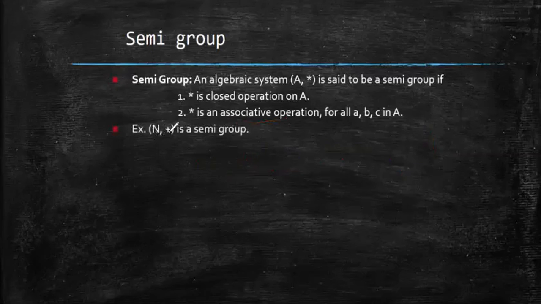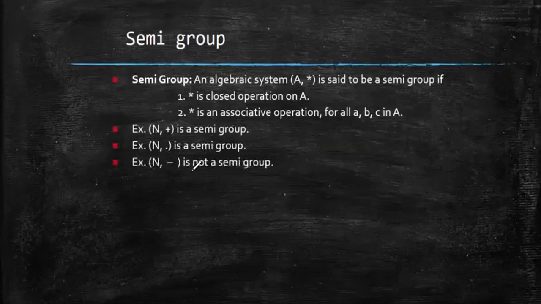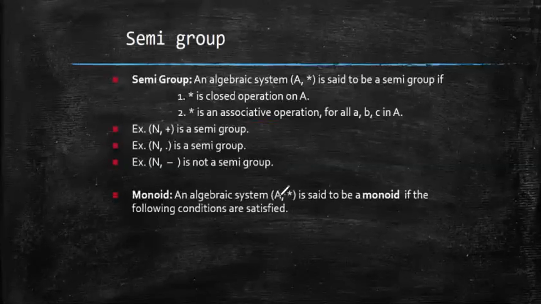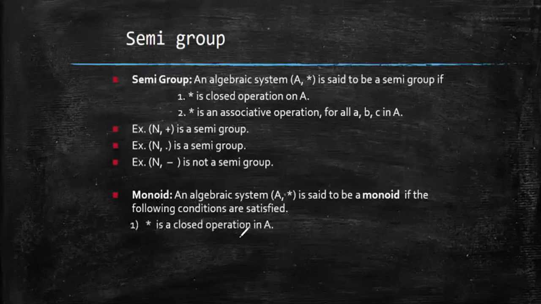Example, natural numbers with the addition operation is a semi-group. Natural numbers with multiplication is also a semi-group, but natural numbers with minus is not a semi-group. Also, the next is a monoid. So what is a monoid? An algebraic system A comma the operation star is said to be a monoid if the following conditions are satisfied. So the first condition will obviously be the closure property, that is it should be a closed operation on A, and the next is an associative operation on A.